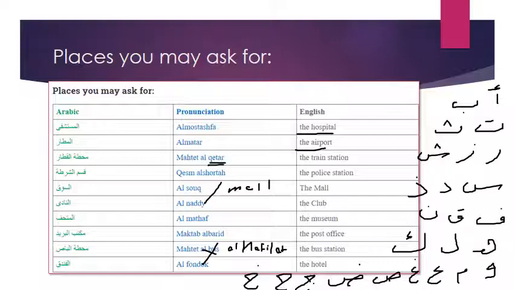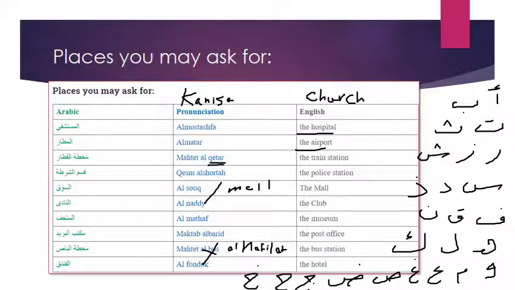So now if you want to ask again about certain places you may ask for, you use the question that we explained in the previous slide and attach to it any one of these places we are going to ask for. We can add to these places, for example, church. What do you mean by church? Church means kanisa.